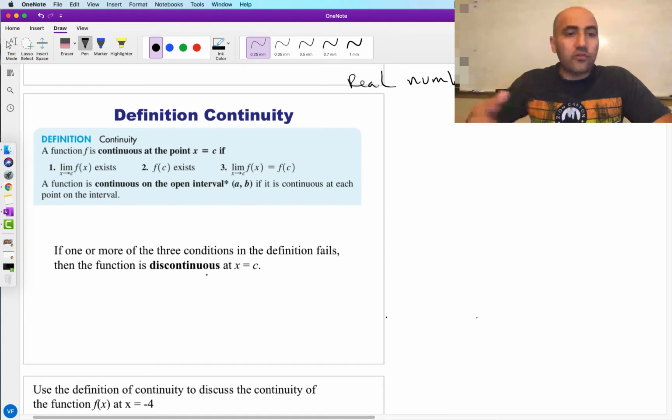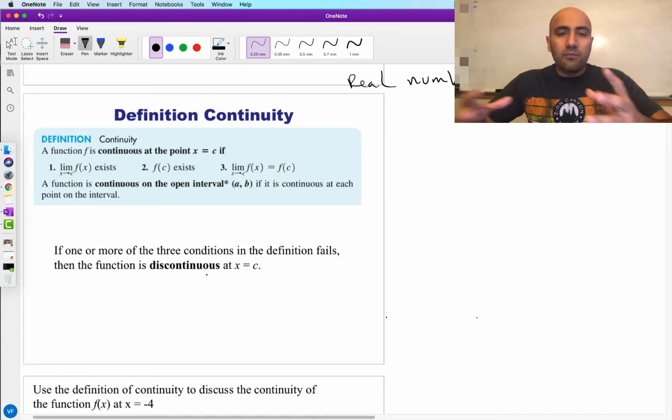All 3 are required in order for us to be able to say that the function is continuous at the point c. So a function is continuous on an open interval from a to b if it is continuous at each point in that interval, right? So we do it on a point-by-point basis, but then we combine them all together and think of an interval where every single one of those values chosen inside that interval satisfies all 3 of these conditions. If 1 or 2 or 3 of these conditions fail, then we would say that the function is discontinuous at x equals c. Okay?